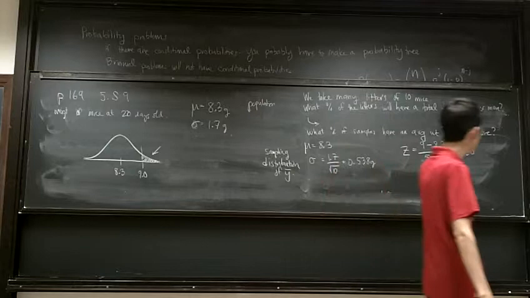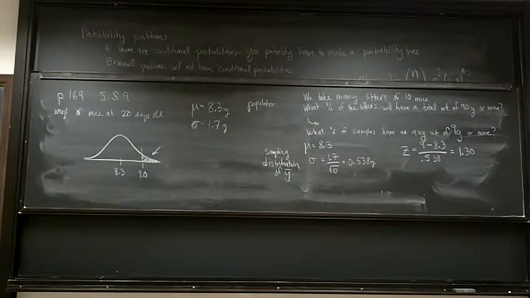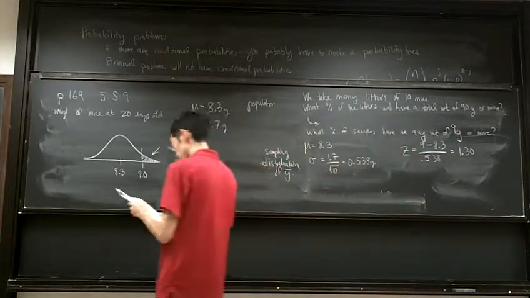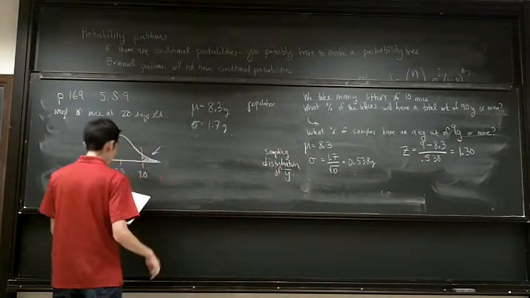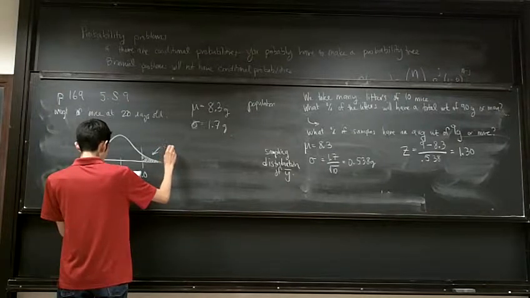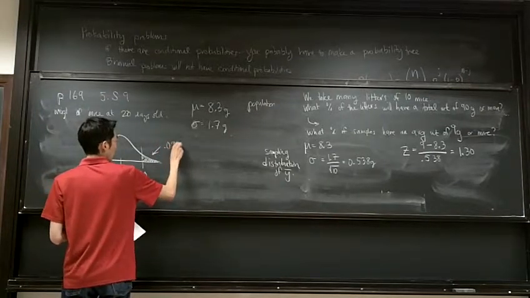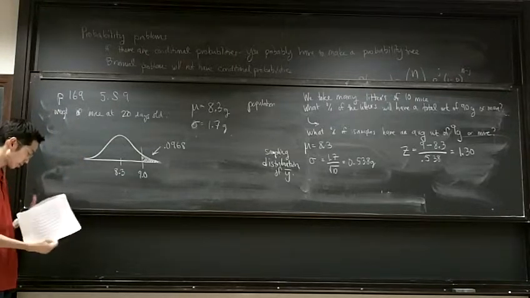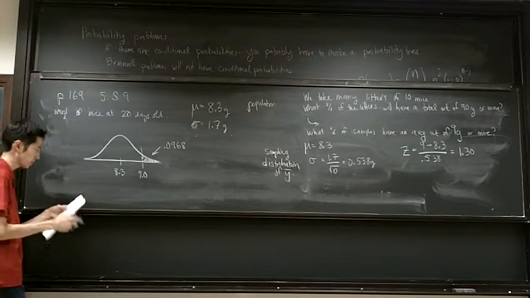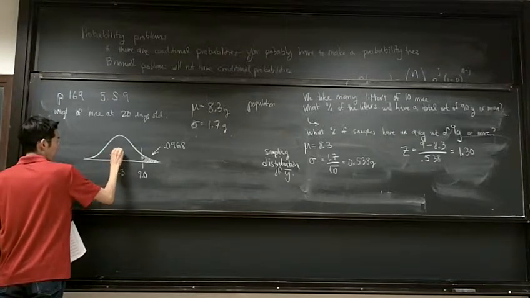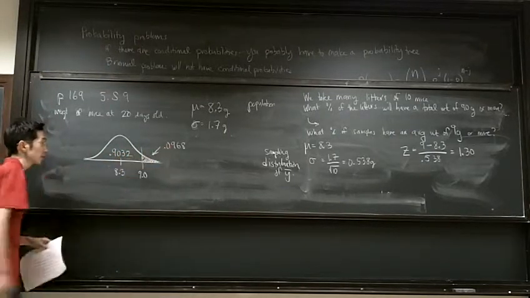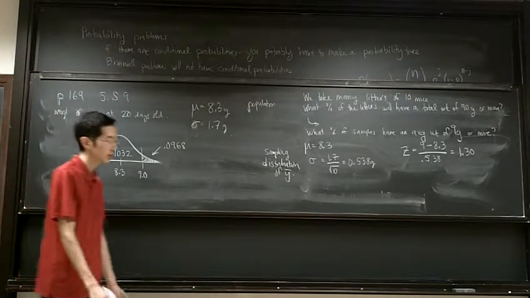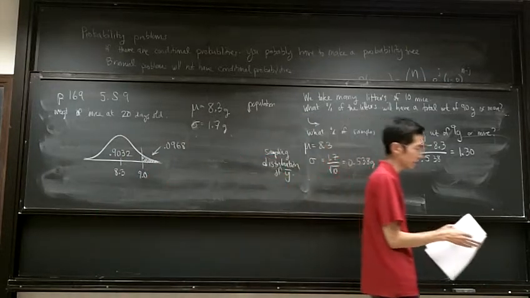Go to my z table, I look up 1.3, and the area over here is going to be 0.0968. Well, the area to the left of 1.3 is 0.9032. So the area to the right is 1 minus that. Or we could just look up negative 1.3 and get the area to the left.